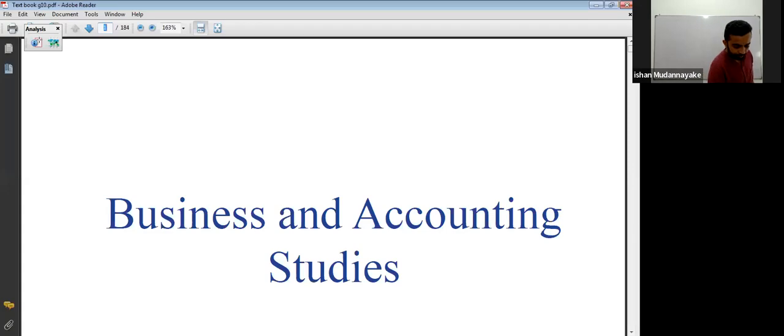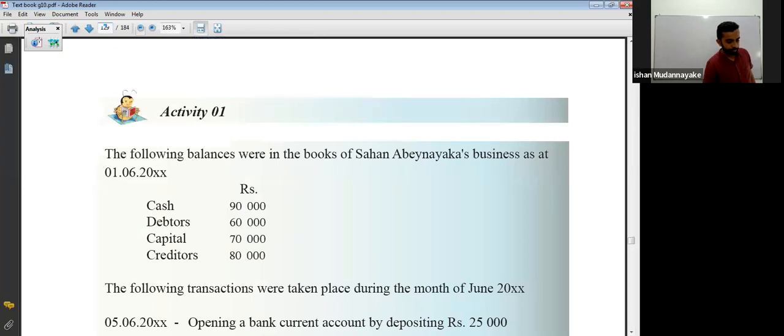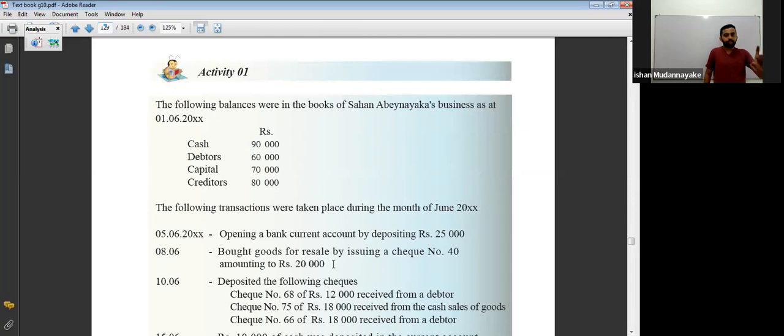Come to the textbook, page number 119. Page number 119, activity 1, homework. Quickly, and then we need to discuss the theoretical parts available in the textbook today.